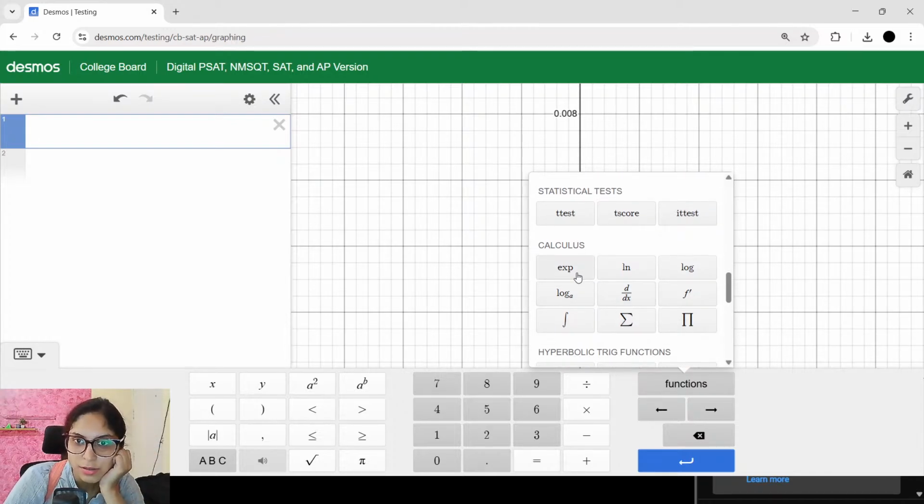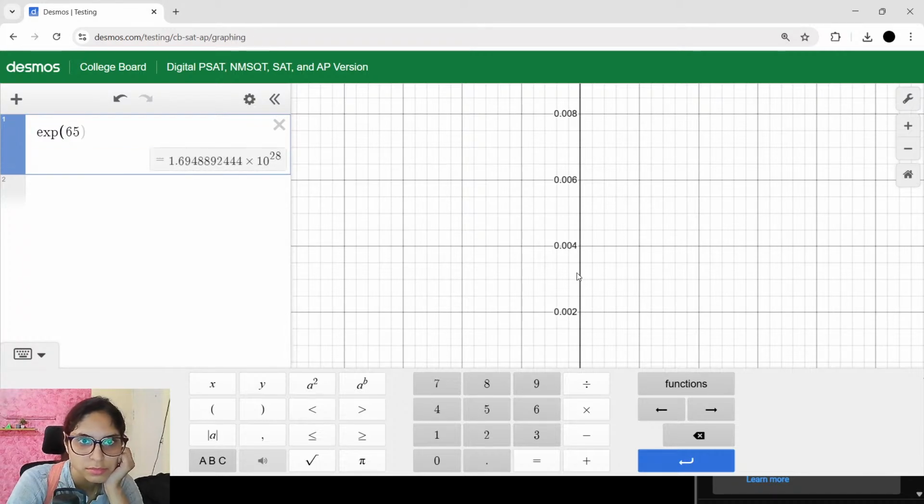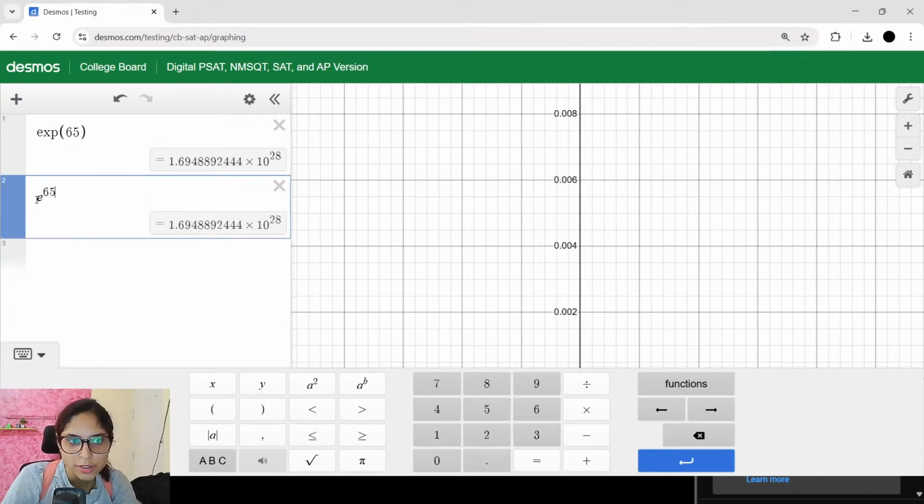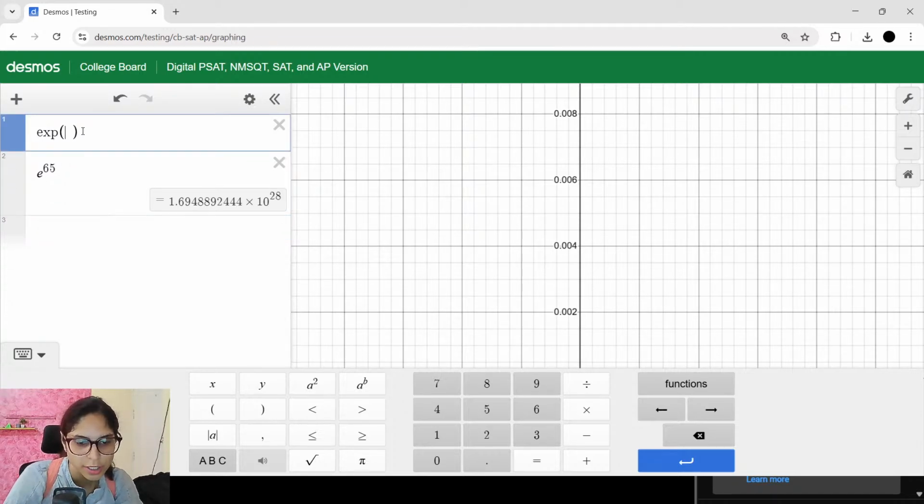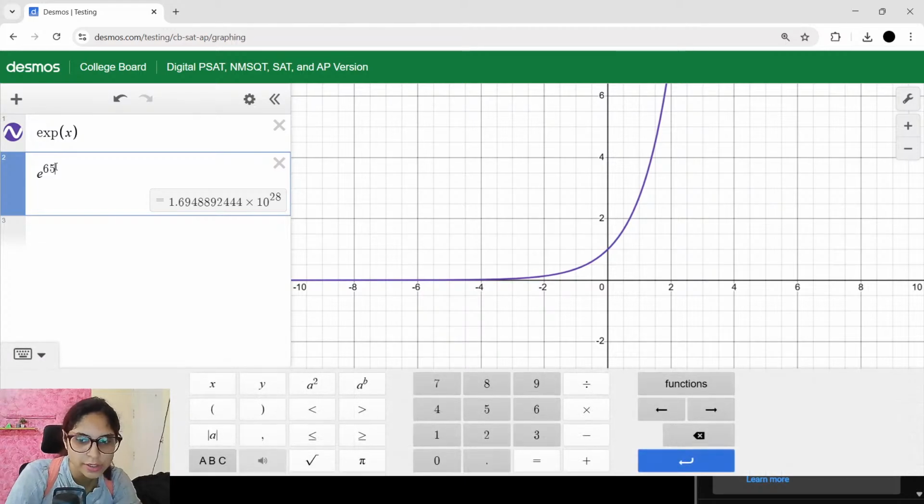Now for calculus, you can. So this is e to the power 65, I think. Yes, so either you can write e to the power 65 or you can write exp 65. If you write e to the power x, you can see the graph. Just click on home, you can see the graph. Both are the same thing.